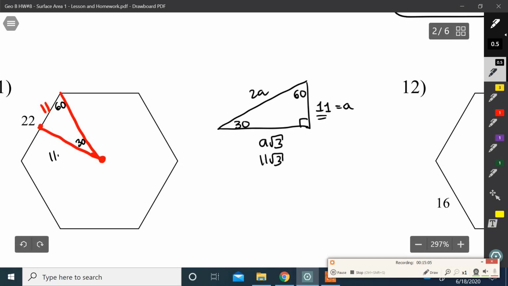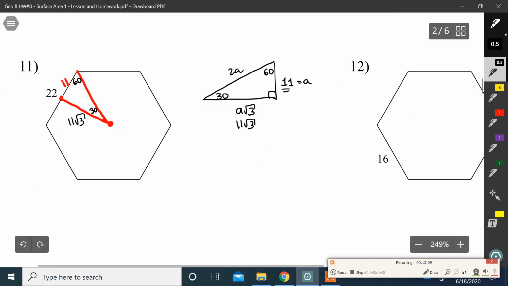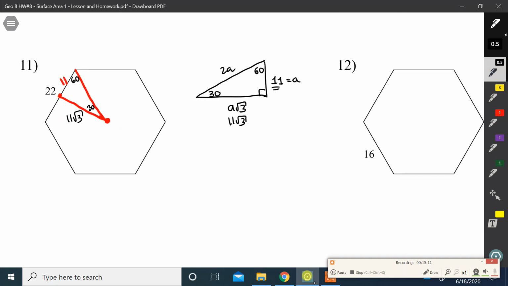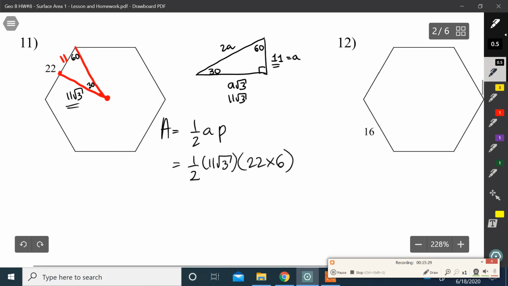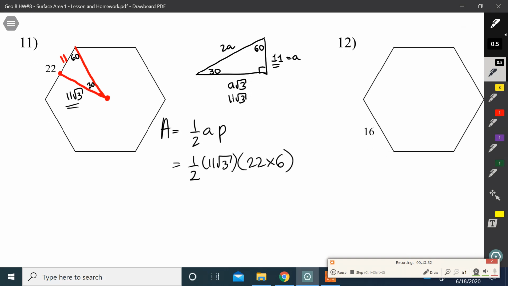So this right here is 11 square root of 3. Okay, so it seems like we now have everything that we need to solve this. So area is equal to half times the apothem times the perimeter. The apothem in this case is 11 square root of 3. The perimeter in this case is 22 times the number of sides, which in this case is 6. So now we are going to multiply all that out.